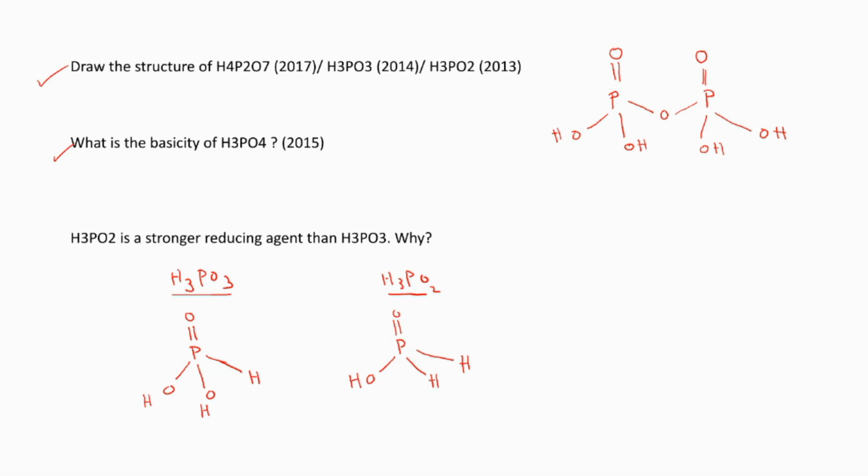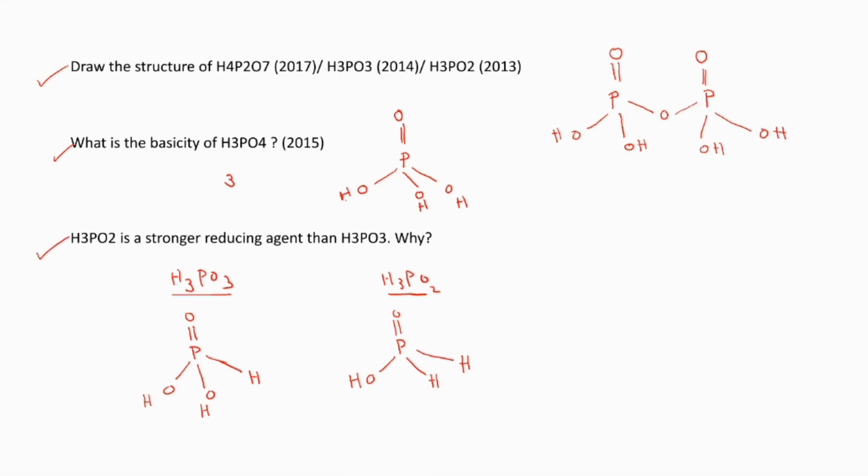Now see the next question. What is the basicity of H3PO4? In this case also we need to draw the structure of phosphoric acid. Now what will be the basicity? How many OH groups are there? You check it. That many ionizable hydrogen also will be present. So what is the basicity? It will be 3, or it will be a tribasic acid, you can tell. Got it? Yes.